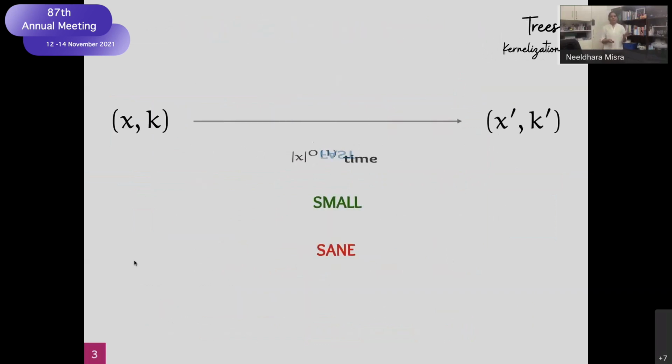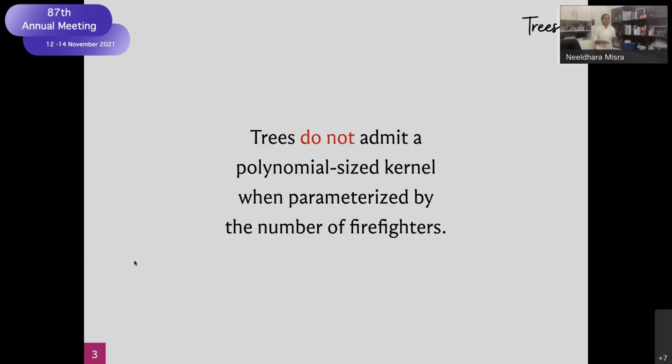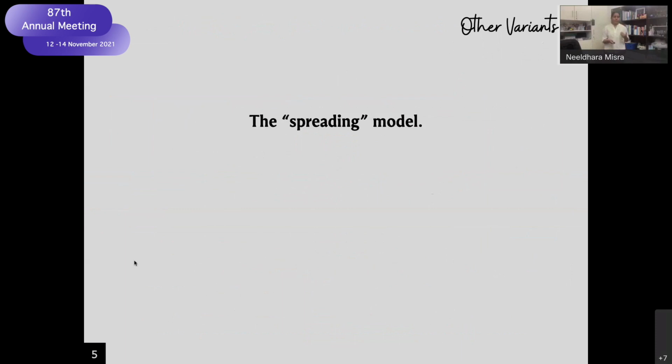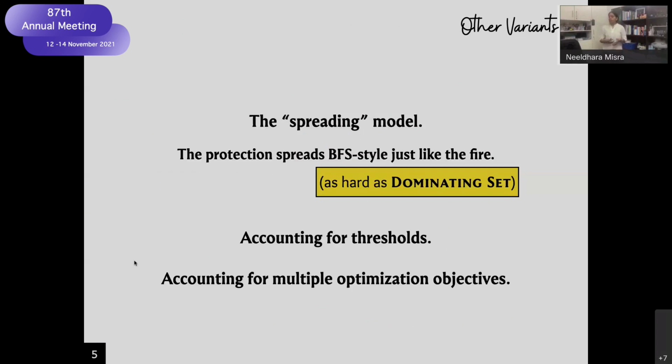to do. As I predicted, I will skip this discussion about trees and just quickly talk about other variants of the problem. There is a spreading version where the protection spreads just the same as the fire does. And it turns out that this is also hard. You might also want to account for thresholds because maybe different vertices have different degrees of robustness and not everybody catches fire immediately, but they need a certain number of neighbors to be on fire for them to catch fire. So that's another variation that people talk about.